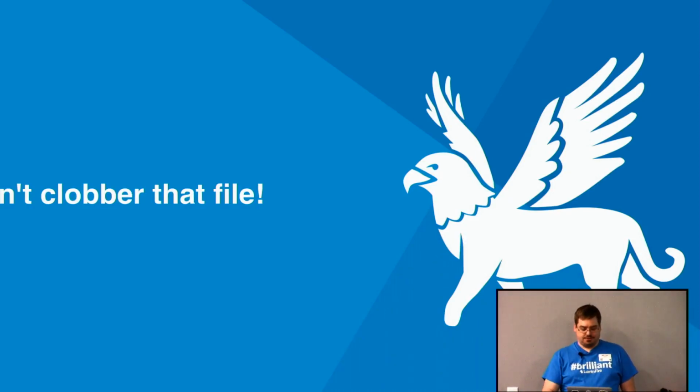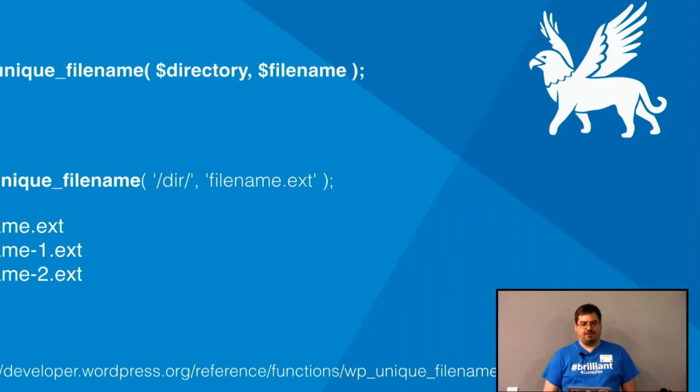So WordPress has this cool internal function called wp_unique_filename. And you'll probably notice that your computer does this too. If you download the same file multiple times, you get -1, -2, -3, -4, -5. So it doesn't clobber the file that's there. It adds an iterator on the end.